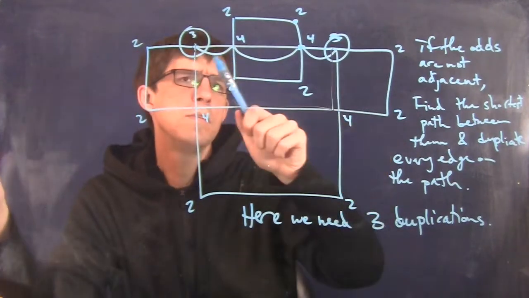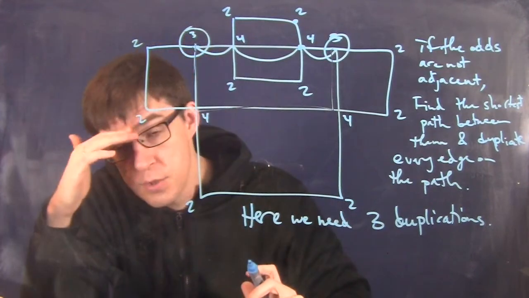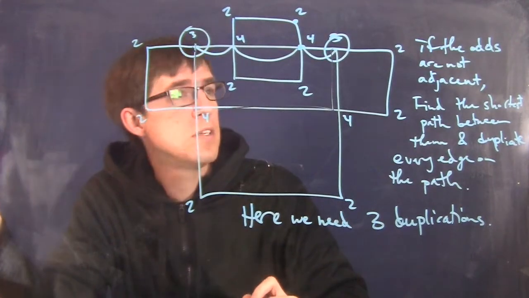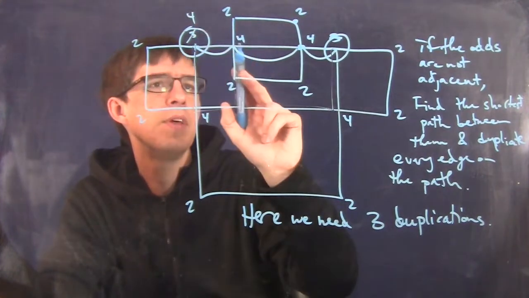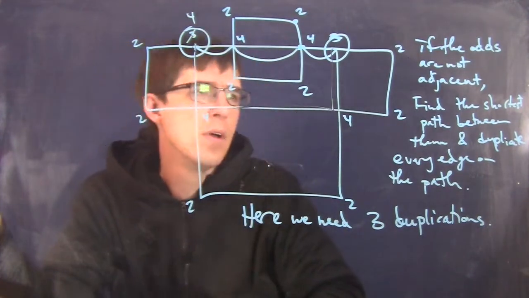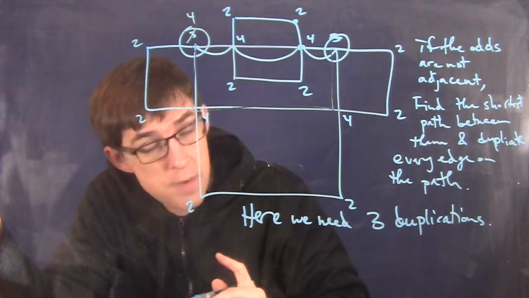One thing to look at, are you concerned that I'm going to mess up the 4s? Remember, when you duplicate one of these edges, you increase the degrees on either side. So when I duplicate this one, this becomes a 4, right? But then this one's going to become a 5. Are you worried about that? It's okay. Everything's going to be fine.